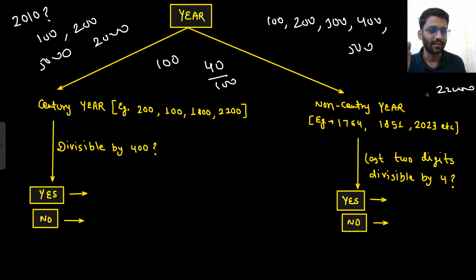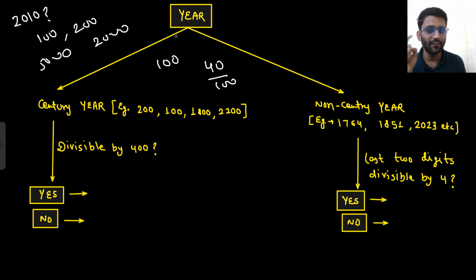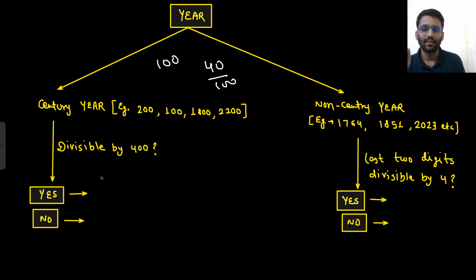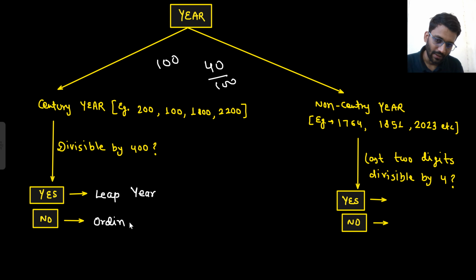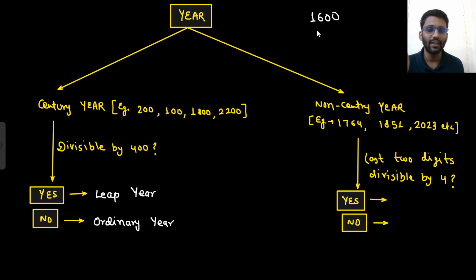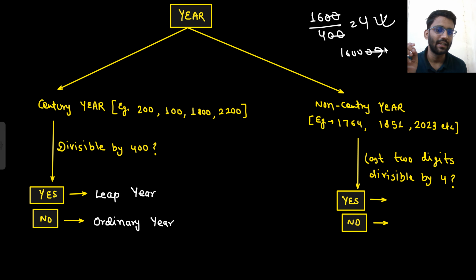So if that is a century year, and if it is divisible by 400, that means it is a leap year. Otherwise, it is an ordinary year. Let's take some examples. Let's take an example of 1600. First thing I will see, is it a century year? Yeah, it is a century year. If it is a century year, is it divisible by 400? Not 4, 400. Yeah, it is divisible by 400. Completely divisible by 400. That means it is a leap year. So 1600 was a leap year.